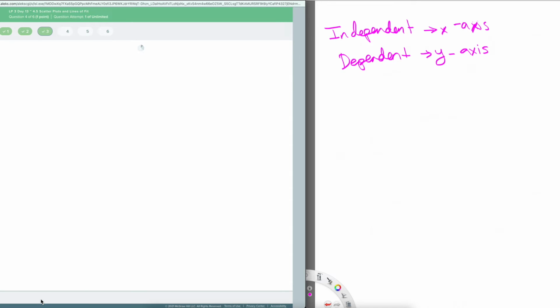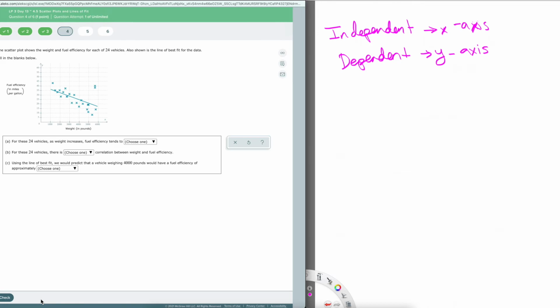All right, the scatter plot shows the weight and the fuel efficiency for each of 24 vehicles. So we're comparing the weight of the vehicle to how good it is with miles per gallon, as far as what's its fuel efficiency. Also shown is the line of best fit for the data. So they gave us a line already.